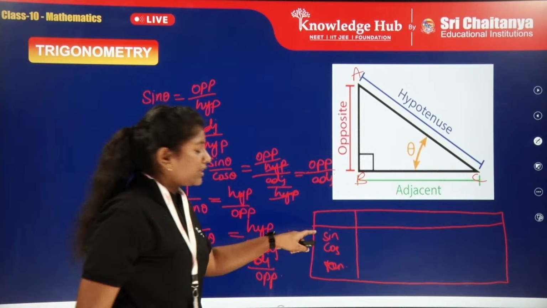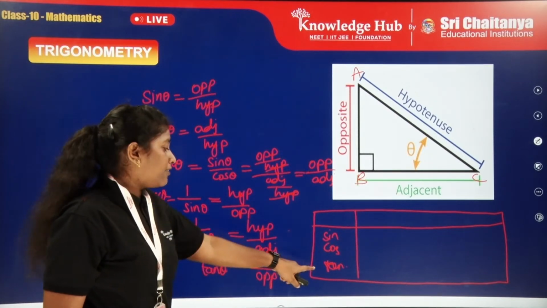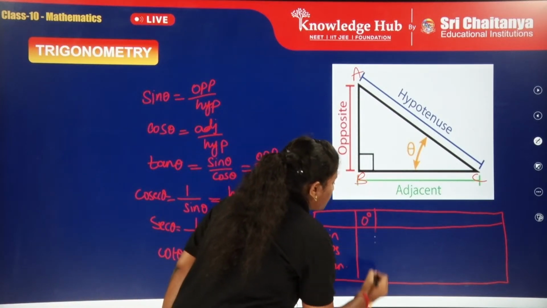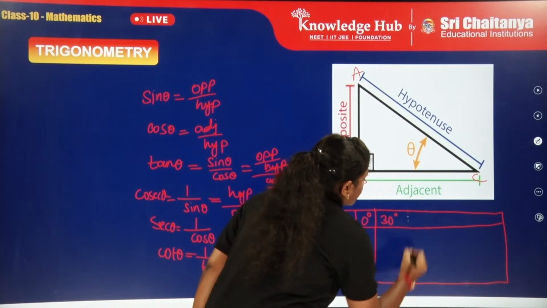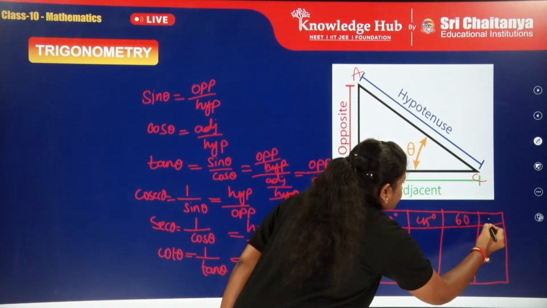Because if I know the sine, I can find the cosecant, and if I know the cos, I can find the secant, and for tan we can find the cot. So now the basic angles start with 0, 30, 45, 60 and 90.